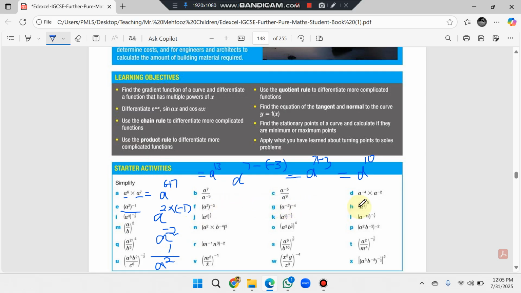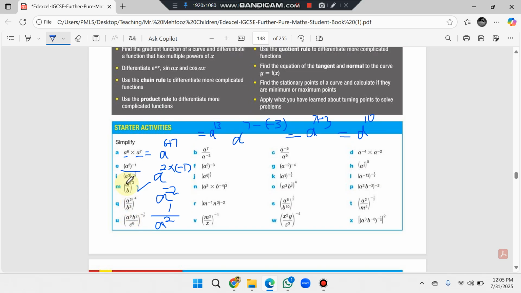Parts G, H, I all are the same. J, K, L. Now M: you can see that here we have two numbers that are dividing each other, a divided by b, and the whole square is given. If two numbers are dividing and the whole power is given, we can separate their powers. So it will become a raised to the power 2 over b raised to the power 2. Do you have any problem?